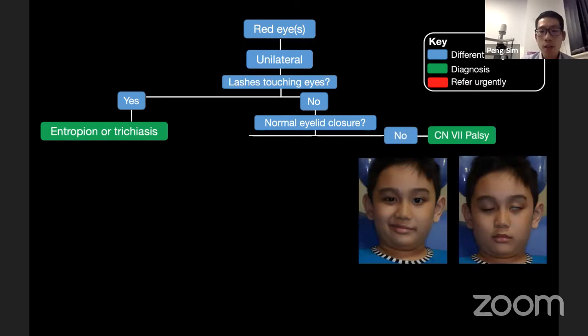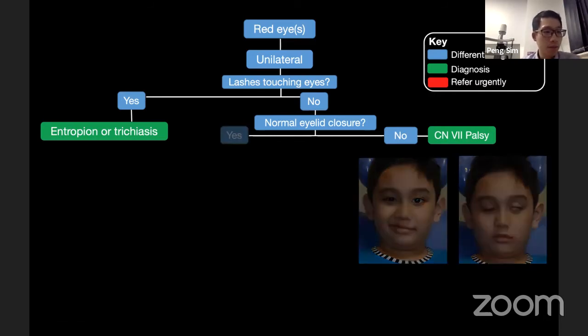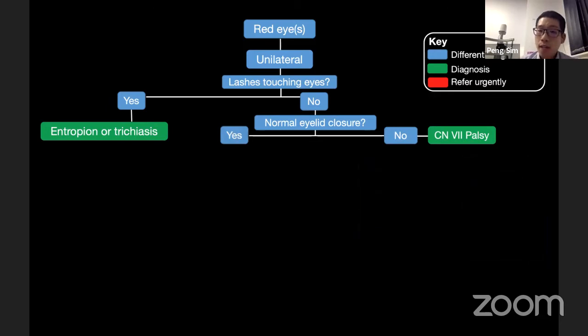Always ask the patient to try to fully close their eyes. If they can't, that's what we call lagophthalmos, where the eye doesn't fully shut, as you can see here in the patient's left eye. That can be a cause for redness as well, because the eye is exposed, and due to a poor tear film, the front of the eye starts to break down. If there is normal eyelid closure, then you start looking at the eyeball itself.